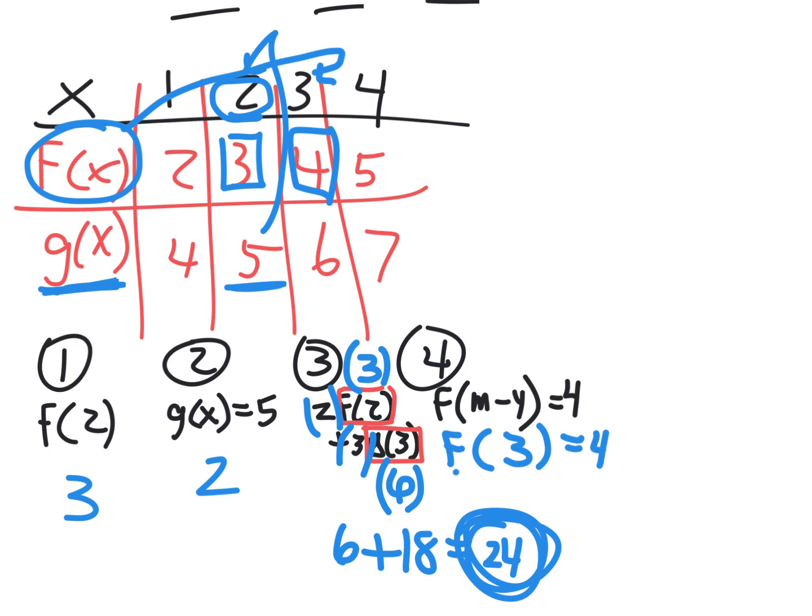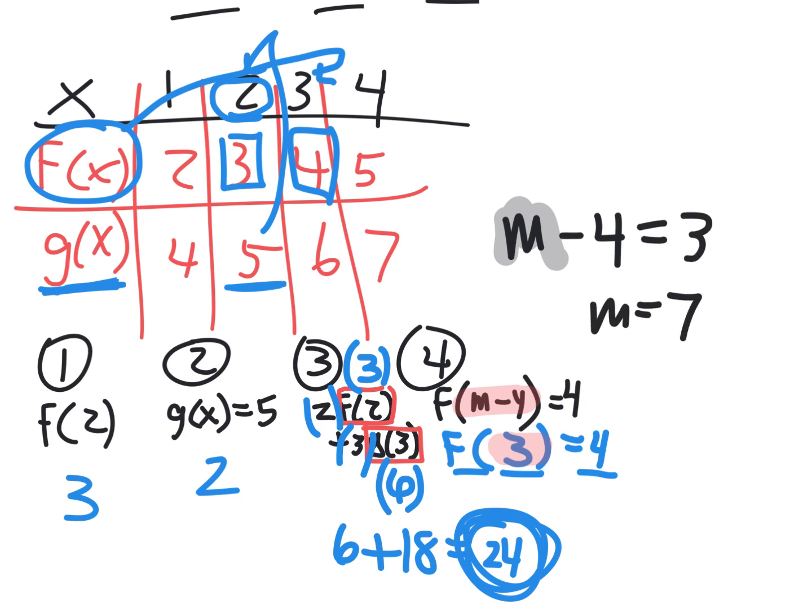If you get that f of 3 is 4, then you'll start to realize that this needs to be 3. So how can we make m minus 4 be 3? Just add 4 to both sides and m equals 7. Raise your hand if you had 7 for that one. Okay, awesome.